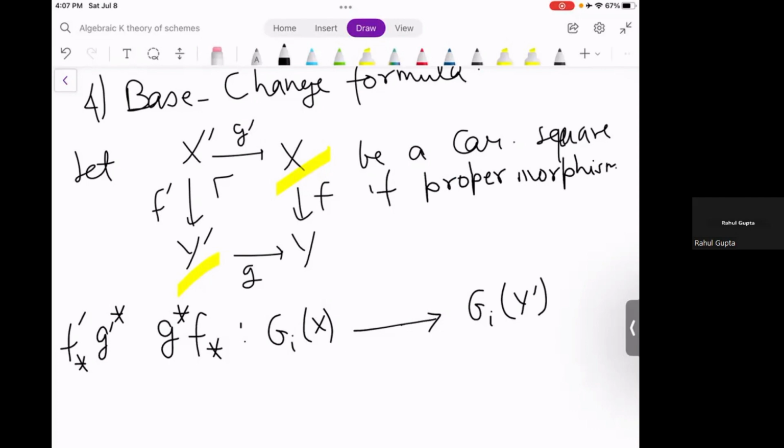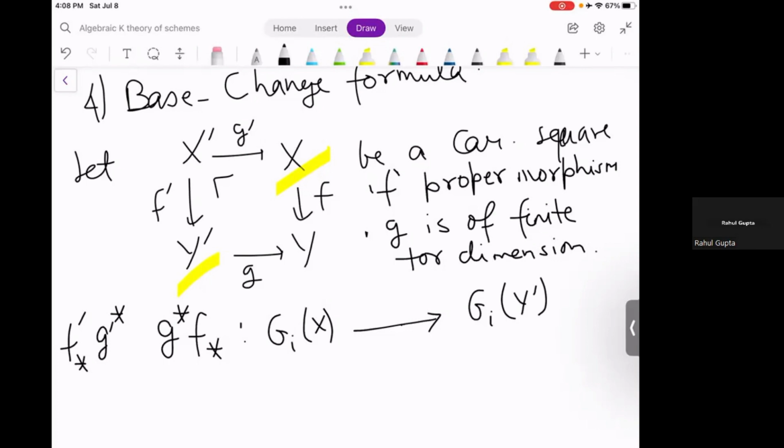This is good. But then I want to pull back along G. So G should be of finite Tor dimension, or you can assume flat also. Then I can pull back along G. The point is that because of the Cartesian product, if F is a proper morphism, F prime will be a proper morphism. And if G is of finite Tor dimension, then G prime is also of finite Tor dimension. So I can pull back along G prime and push forward along F prime.